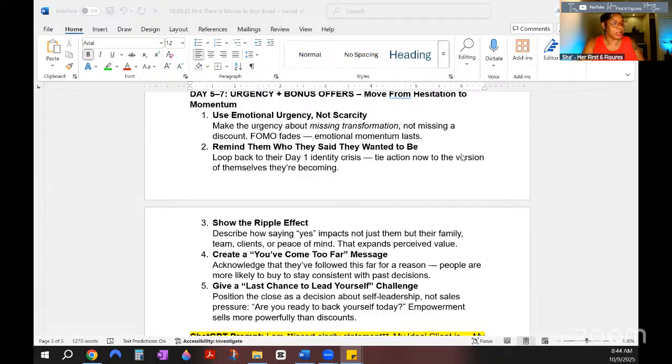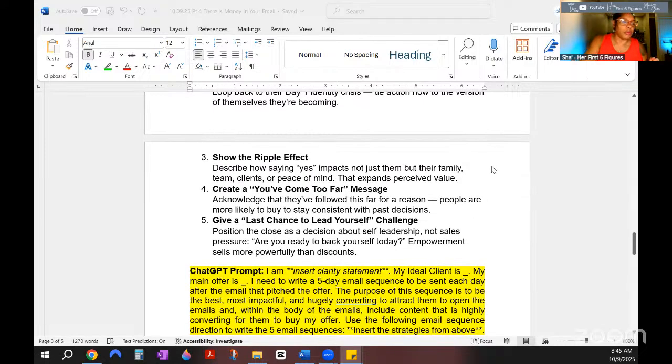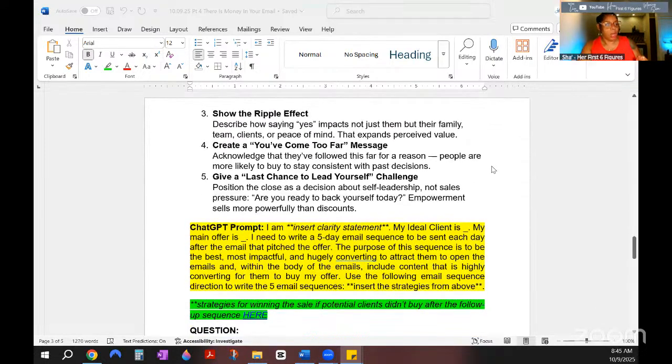All right. Number 3, show the ripple effect. So describe how saying yes impacts not just them, but maybe their family, maybe their teams, maybe their clients, maybe their peace of mind or their mental health, maybe their lifestyle. Okay. All of that kind of stuff. Tie it to not only do you get this transformation, but this transformation means something for something else, all good things.